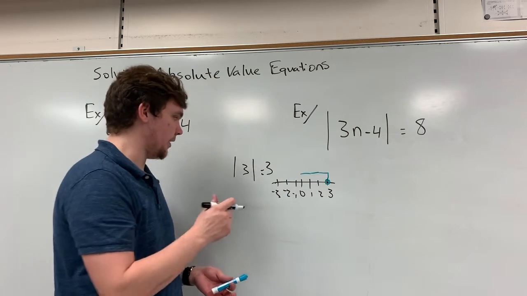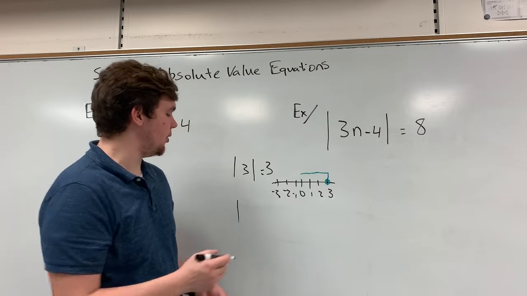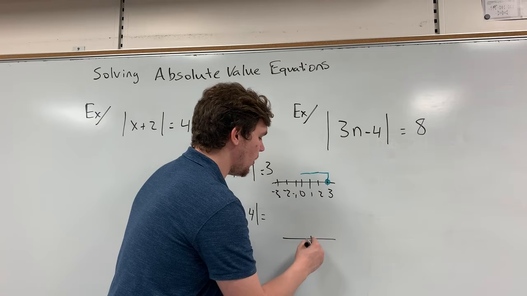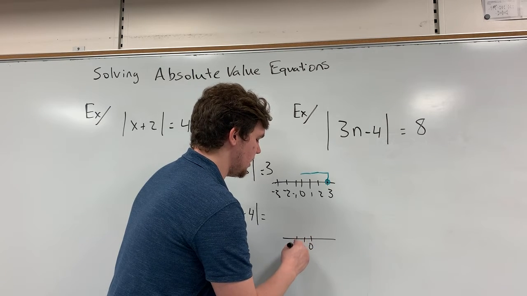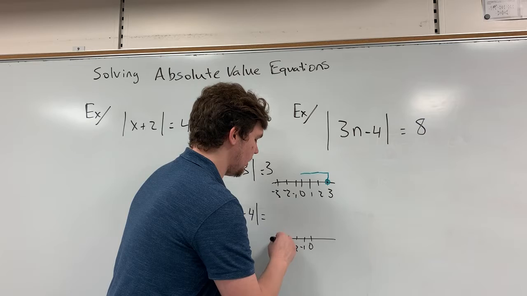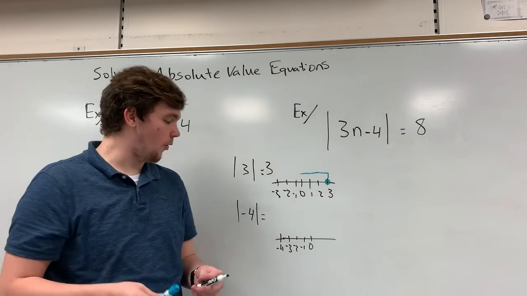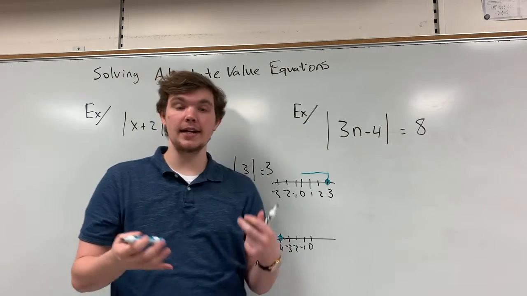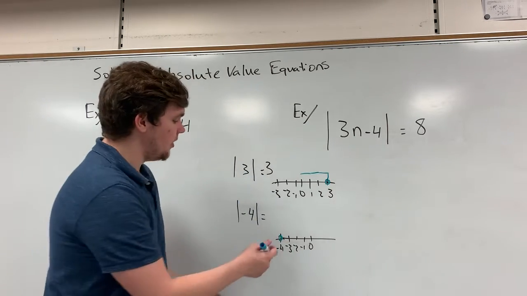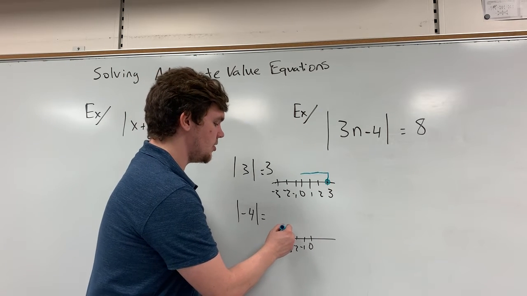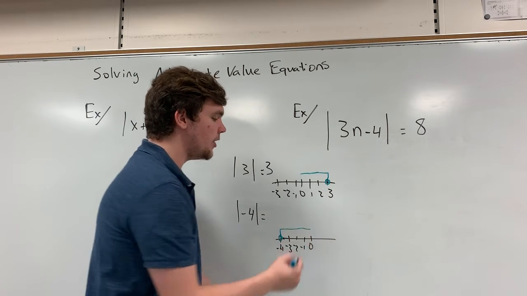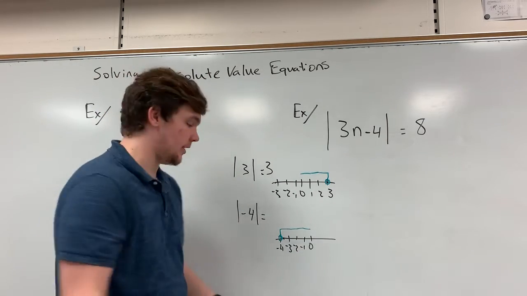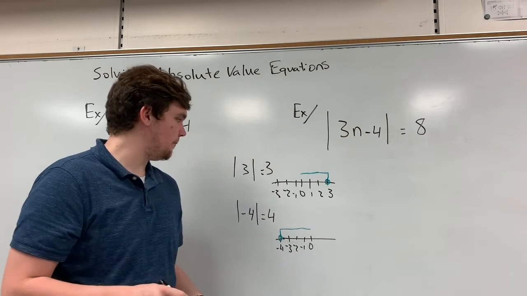Now, similarly, if I had the absolute value of -4, I'm trying to find out how far away from 0 is -4. On a number line, -4 is over here, right? And how far away is -4 from 0? Well, -4 is 1, 2, 3, 4 units away from 0. So the absolute value of -4 is 4, okay?